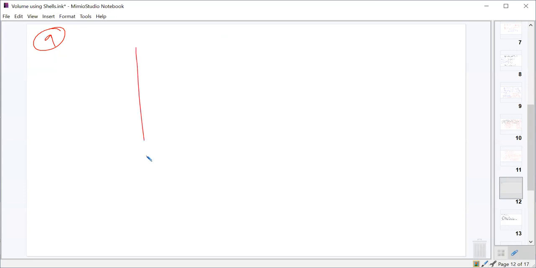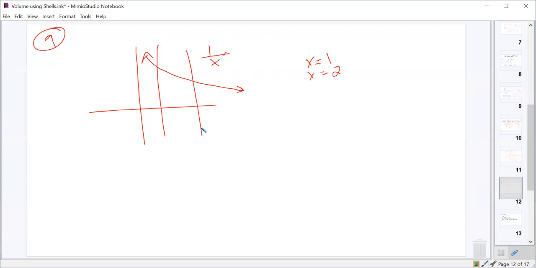What are we looking at? 1 over x. There's 1 over x. That's not a very good drawing of 1 over x, with x equals 1 and x equals 2 as our bounds. And we're going to revolve it around the line x equals 3. That's the one you want, right? Yes, x equals 3. Okay, cool. So we got this region right here, revolved around x equals 3.